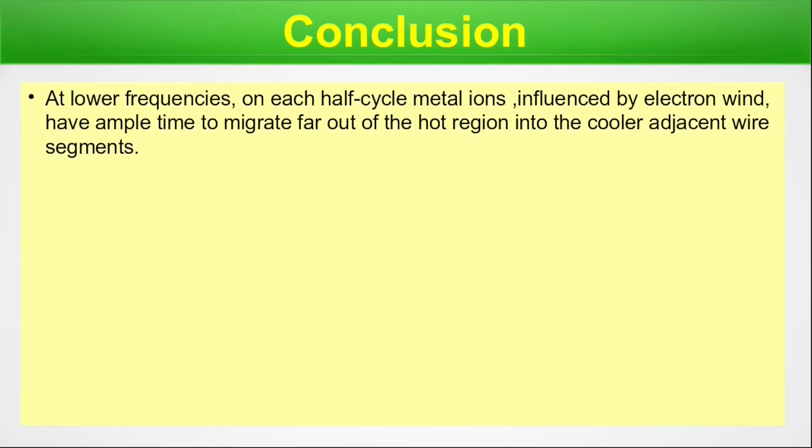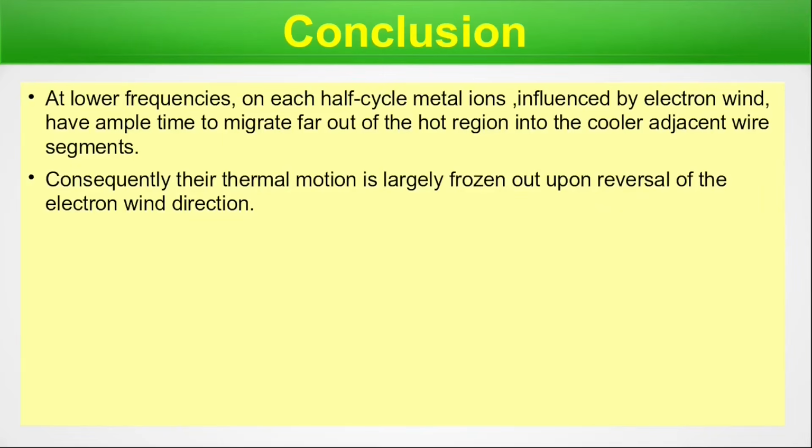Conclusion. At lower frequencies, on each half cycle, metal ions influenced by electron wind have ample time to migrate far out of the hot region into the cooler adjacent wear segments. Consequently, their thermal motion is largely frozen out upon reversal of the electron wind. Thus, damage is added up over the time elapsed.